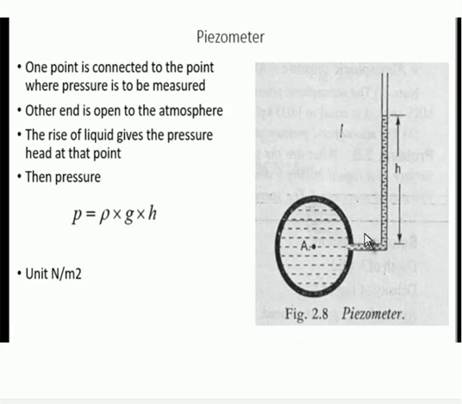One end of the column is connected to the point where we need to find the pressure, and one end is open to the atmosphere. So we need to find the pressure at point A, and the equation becomes rho g h. This we have to remember.